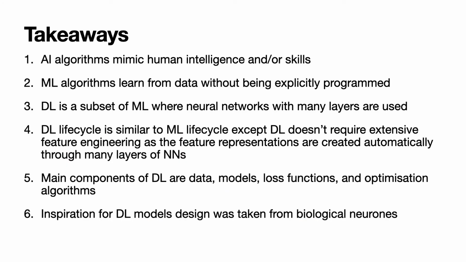So here are takeaways. First, AI algorithms is something that mimics human intelligence and skills. ML algorithms is a subset of AI, and the major characteristic of ML is the ability to learn from data without being explicitly programmed. Deep learning is a subset of machine learning. Its major characteristic is that neural networks are extensively utilized there. Deep learning lifecycle is similar to ML lifecycle, except that deep learning doesn't require extensive feature engineering, as opposed to machine learning, where we have to extensively preprocess features. To name the main components of deep learning: data, models, loss functions, and optimization algorithms.